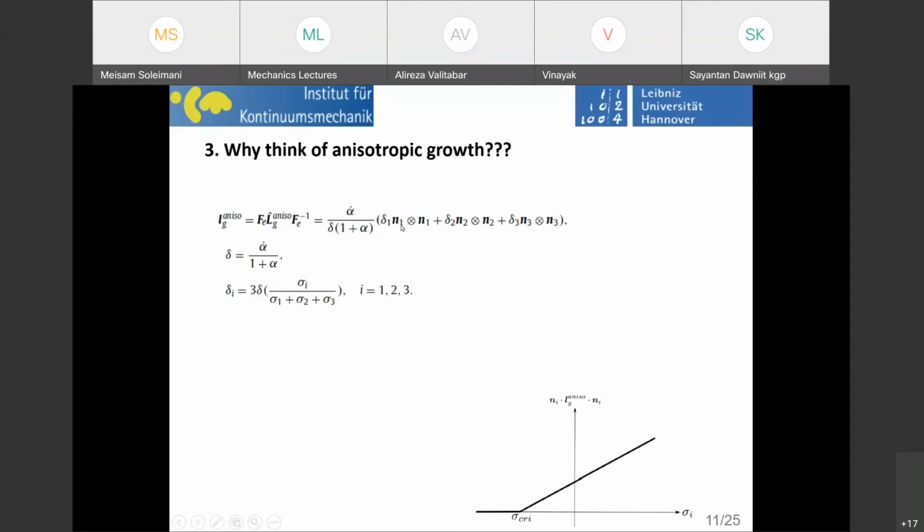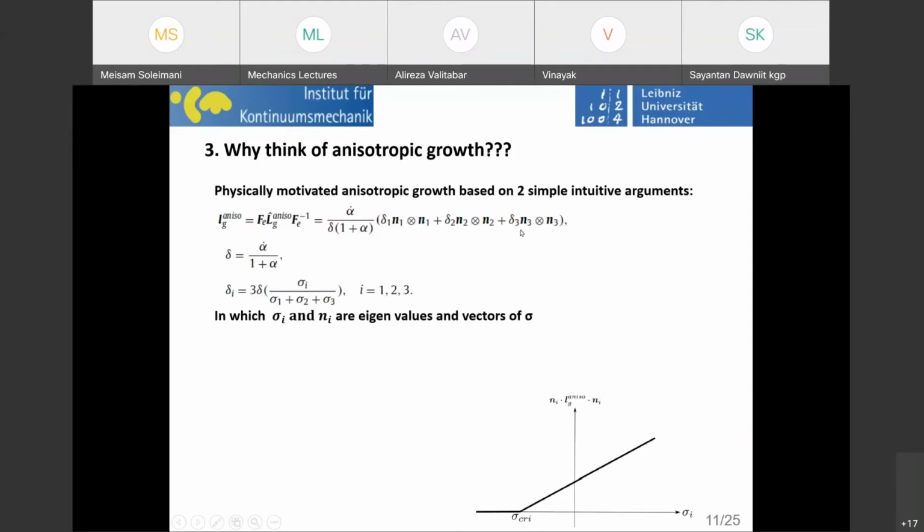Here what we do is compute the eigenvectors of the stress. So N1, N2, and N3 are the eigenvectors of the stress. And then we distribute the growth. You see that this alpha dot over 1 plus alpha dot is exactly the same thing that we obtained for the isotropic growth. It's the scalar that was supposed to capture the isotropic growth. Just for one moment, imagine that this doesn't exist. So we have delta 1 over delta, delta 2 over delta, and delta 3 over delta, and delta is nothing else than the summation of those three deltas.